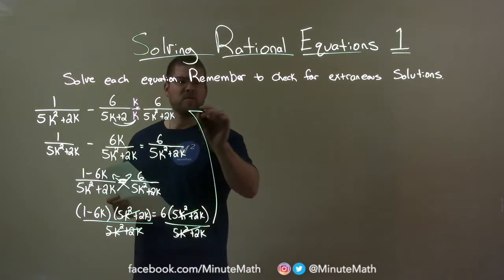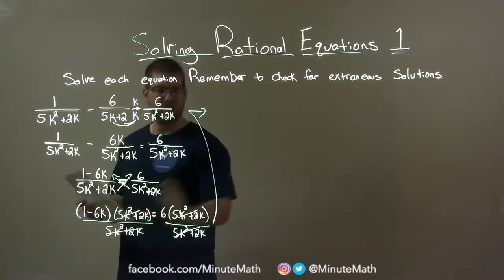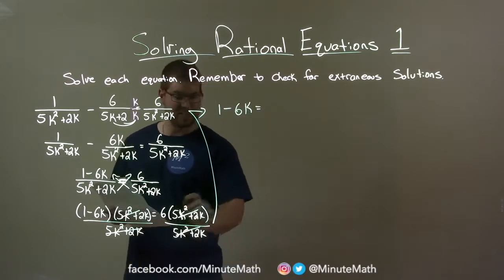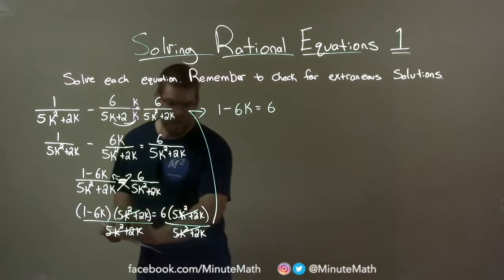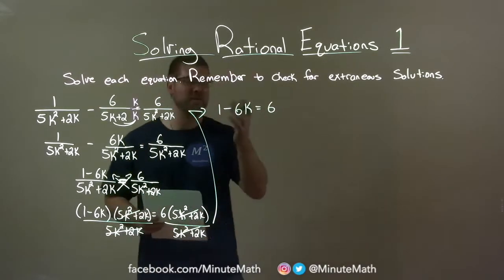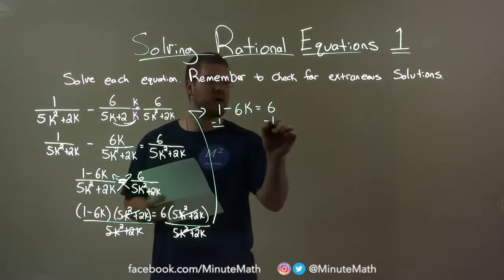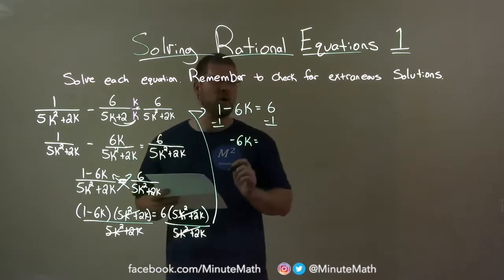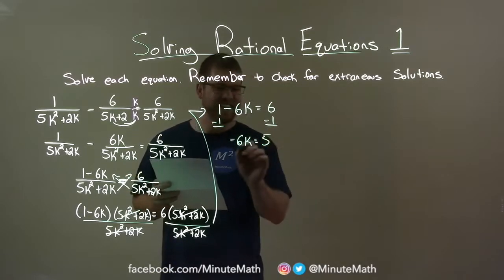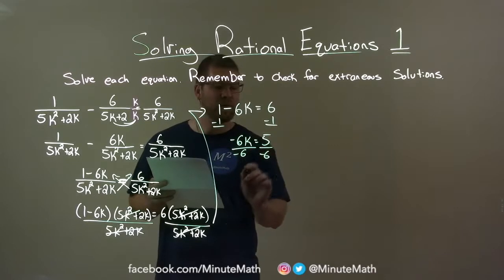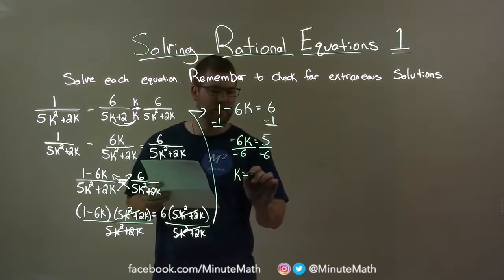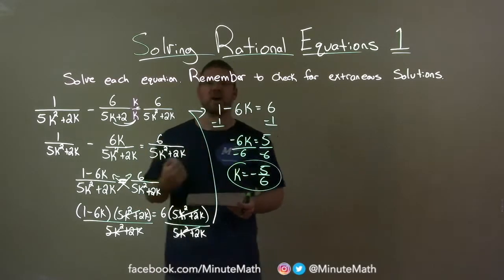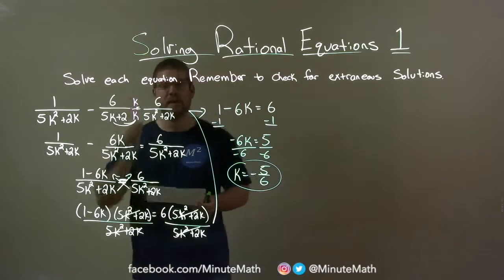And so, if we continue our work here, we're left with just this 1 minus 6k that was in the parenthesis, and that's just equal to 6 by itself here. So this, super complicated, just became pretty easy. Let's keep going. Subtract 1 from both sides, and we're left with negative 6k equals 6 minus 1, which is 5, divided by negative 6, and we're left with our final answer of k equals negative 5/6. But they told us we need to check for extraneous solutions, so let's do that.